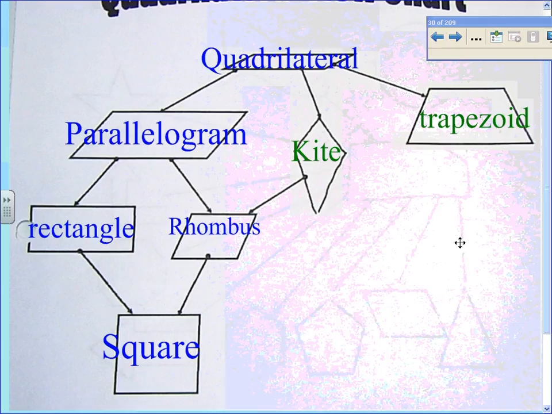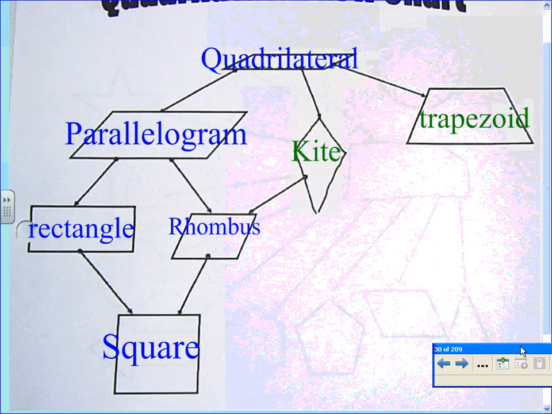Okay. I'm okay with that for now, but in geometry and in this book, we're going to use it as a kite. You okay? Okay.